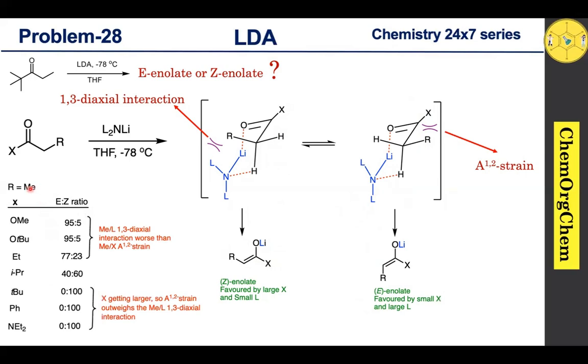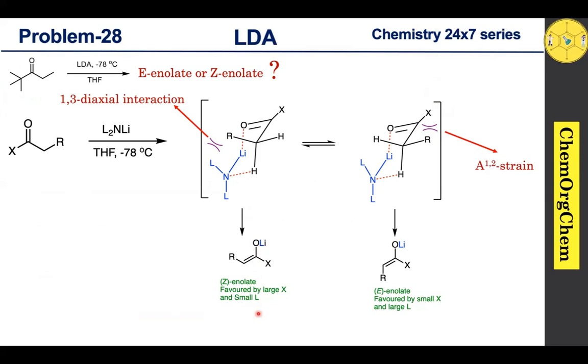Here you see R, just consider it as a methyl group. X means there are a variety of functional groups such as methoxy, ethyl, isopropyl, tertiary butyl and so on. In our case, we have tertiary butyl. Just imagine that when you put the tertiary butyl, there is a larger bulky group, so it heavily experiences A1,2 strain, resulting in the corresponding Z enolate ion.